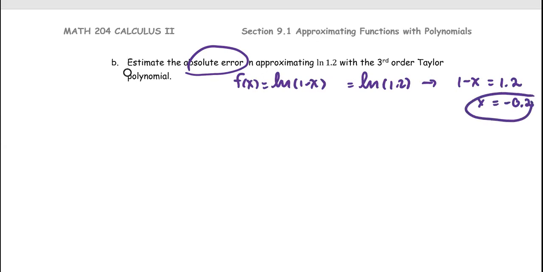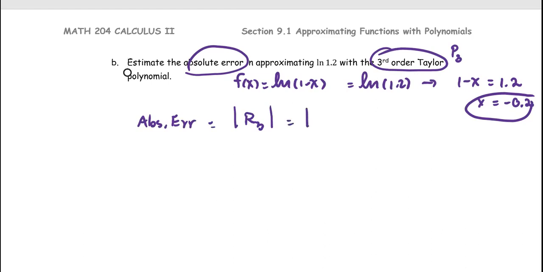And we are going to use the third order Taylor polynomial, or P3. So then the absolute error is the absolute value of the R3, which is the function f of x minus the P3. Or we can say the absolute value of the natural log 1.2 minus the Taylor polynomial degree 3.